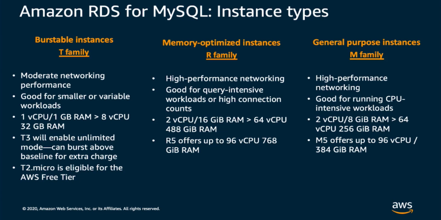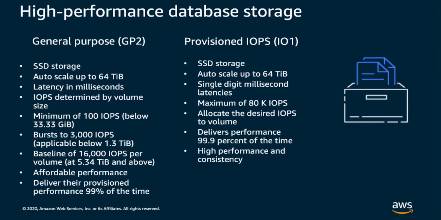Whenever you're creating an RDS MySQL instance, first we choose the version, and then we choose the instance types. And the next option we need to choose is the storage. In this storage, we have 2 types. One is general purpose, and the other one is provisioned. General purpose is SSD storage. It can auto scale up to 64 terabytes, and you get single-digit milliseconds.